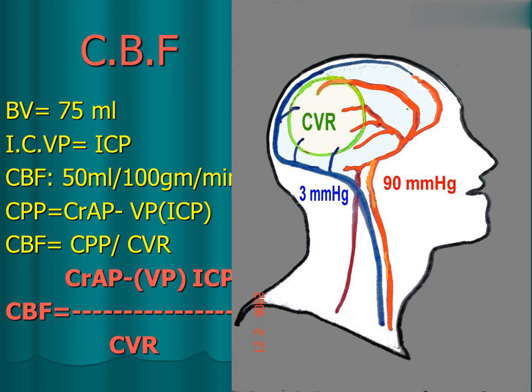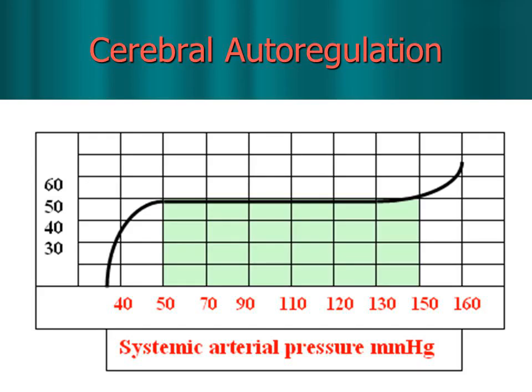ICP. CBF equals CPP divided by CVR. CPP equals MAP minus ICP. Cerebral autoregulation.